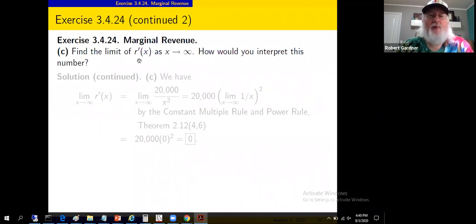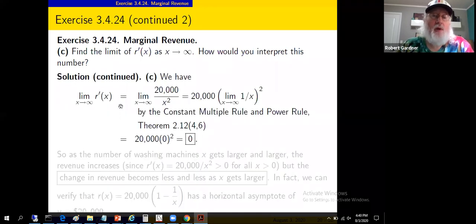They ask us what's up with the marginal revenue as X approaches infinity, and what it means. Well, we'll take a limit as X approaches infinity of marginal revenue. That's what we had for marginal revenue. Okay, we can bring the 20,000 out front. Then we'll have a limit of 1 over X squared. We can write that as a limit of 1 over X, quantity squared, back when we did infinite limits at the end of chapter 2, wasn't it? I guess it's the constant multiple rule and the power rule from theorem 2.12 that we've used to establish those two things. The constant comes out front, and we've taken the limit inside that squaring function.